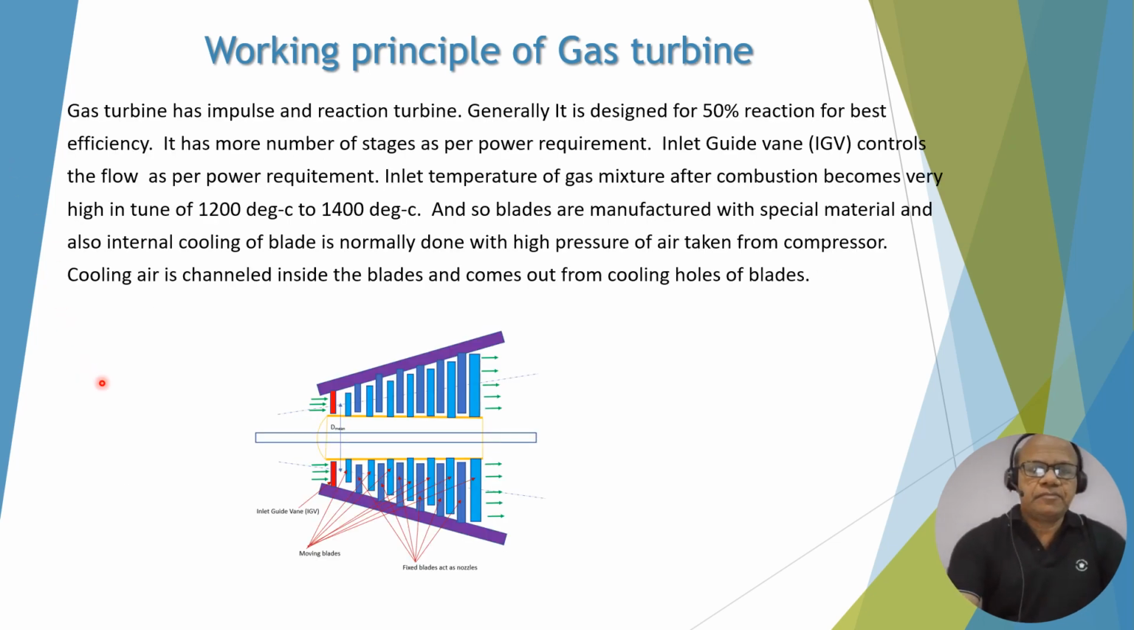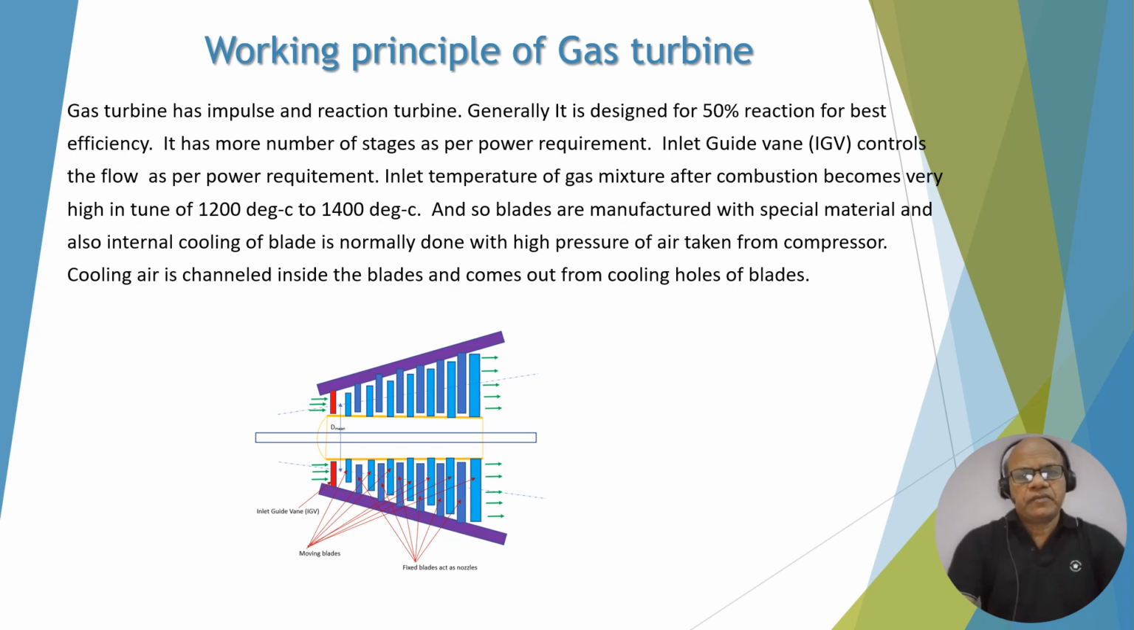Now you can see a sketch of gas turbine. It is an axial gas turbine. It has multiple stages. Typically, it is used as an impulse and reaction gas turbine, and it is designed for 50% reaction. You can say reaction turbine, which is best for efficiency. And IGV, you can see this is IGV, which is used to control the flow as per power requirement.